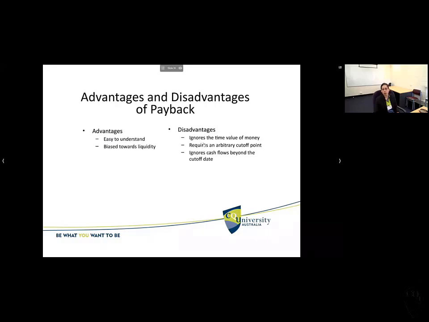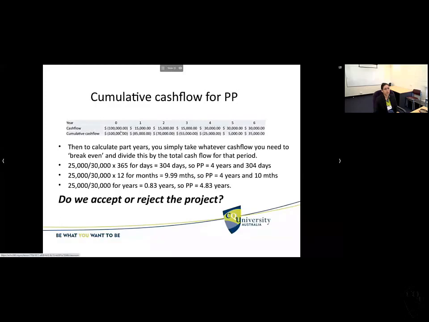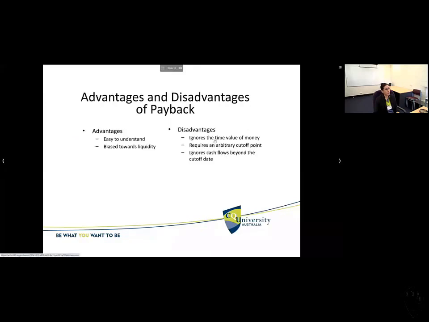Firstly, it ignores the time value of money, the concept that $1 today is actually worth more than $1 tomorrow. You notice we didn't discount any of these rates to present value. We just assumed $30,000 in 5 years is the same as $30,000 today, which really isn't the case. Okay, so it ignores that time value of money.